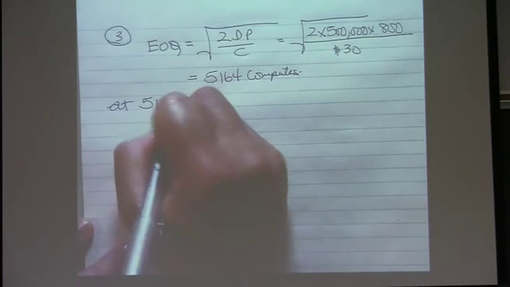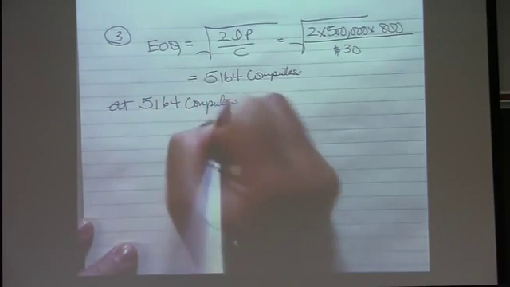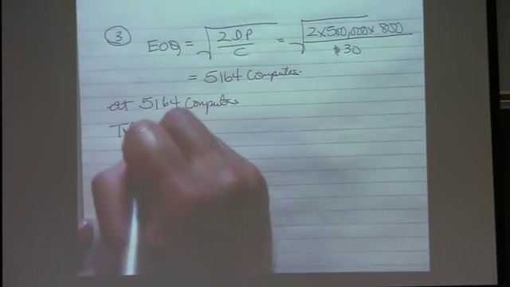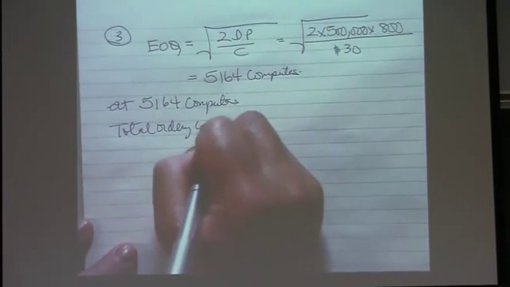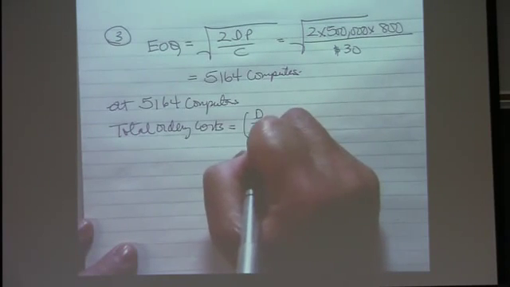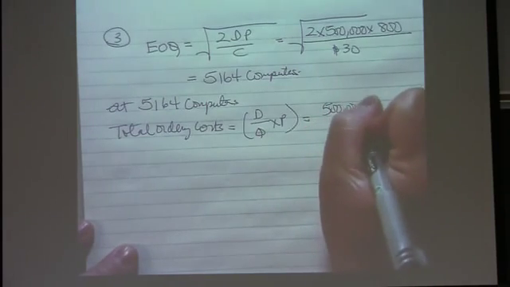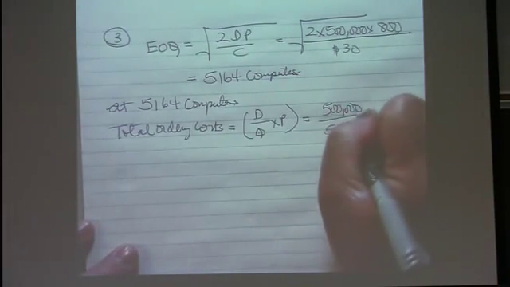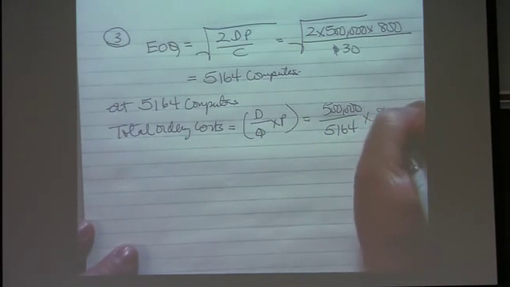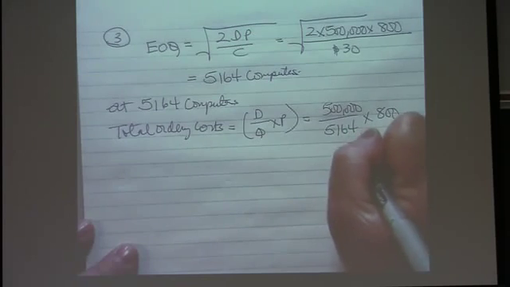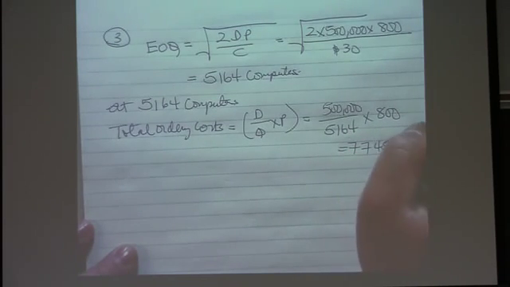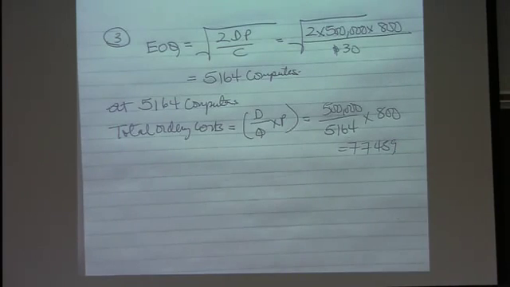Now, at ordering 5,164 computers, what are the ordering costs? So total ordering cost is D over Q times P. The demand is 500,000 over the new Q of 5,164 times 800. That gives us 77,459. So obviously, because the frequency of number of orders is less, our ordering cost is going to be less than in the first part.